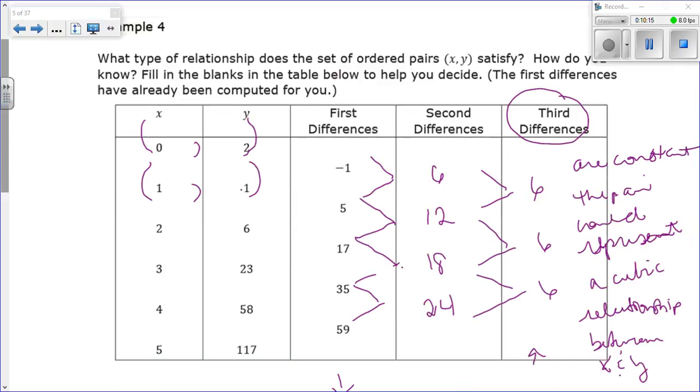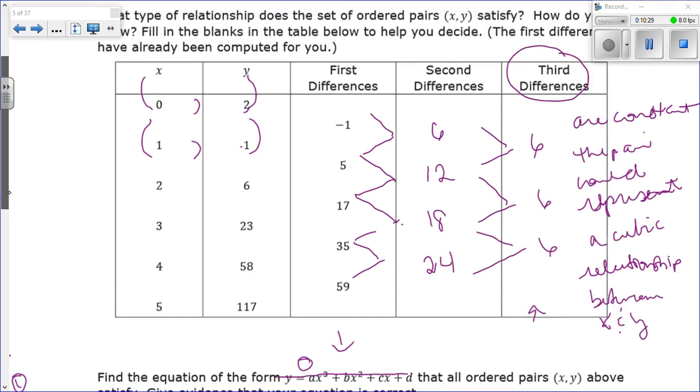All right, example 4. What type of relationship does a set of ordered pairs x, y satisfy? How do you know? Fill in the blanks in the table below to help you decide. The first differences have already been computed for you. These are all ordered pairs, and they've already been substituted in and subtracted. These are my first differences here in this column. Now I need to find my second differences.